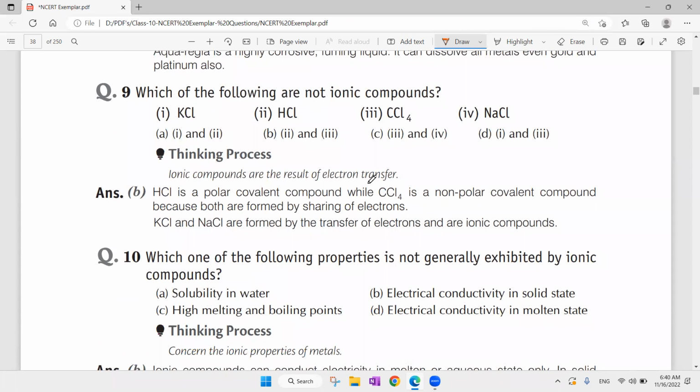Which of the following are not ionic compounds? Quite simple. Basically, what are ionic compounds? Salts. So what are not ionic compounds meant? It should not be a salt. Simple logic. How to identify a salt? A salt will have two parts. The first part is the metal part. Always the first part should be metal. The second part should be the compound part.